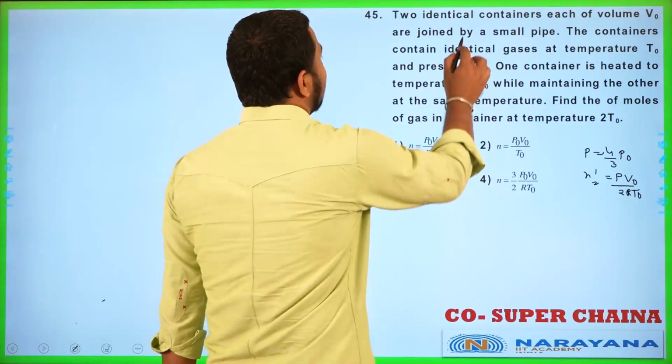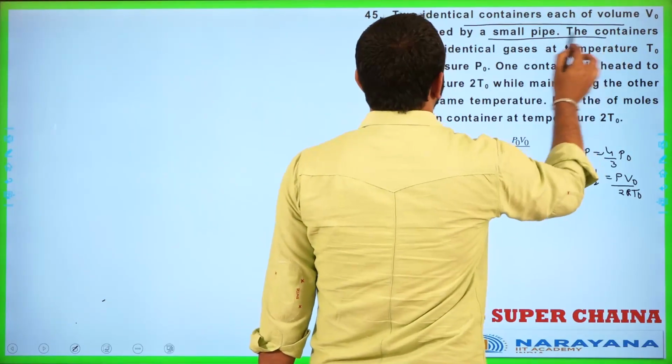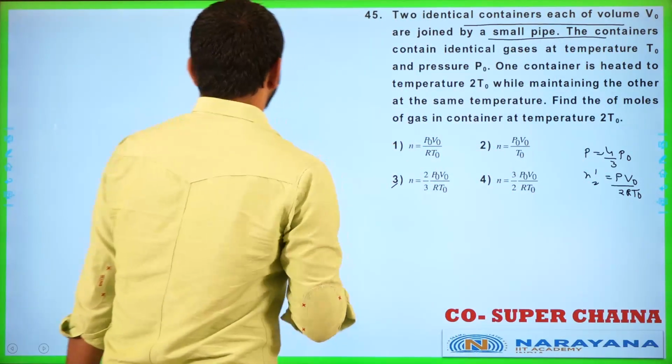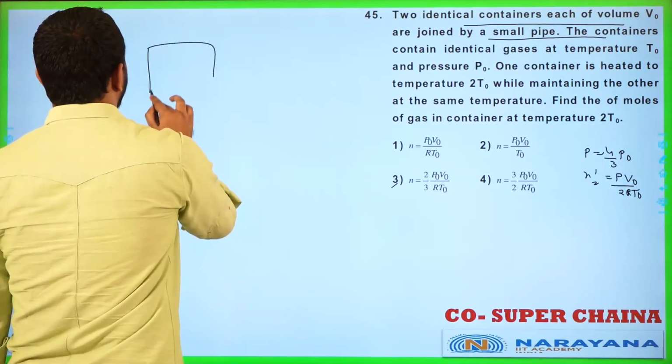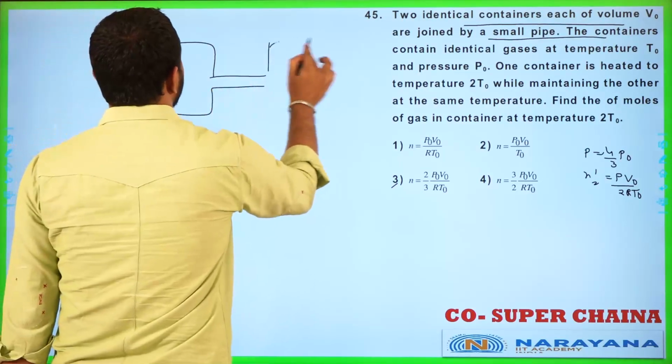Students, two ideal containers, each of volume V0 and V1, are joined by a small pipe. So I have the containers like this, joined by a small pipe here.